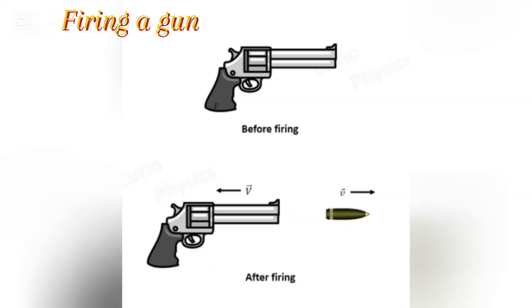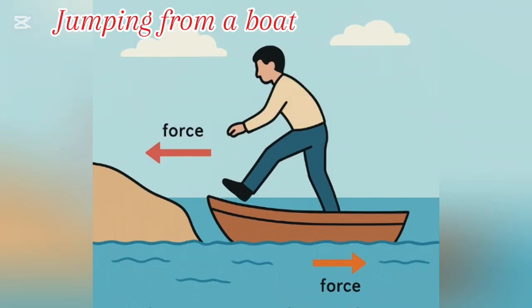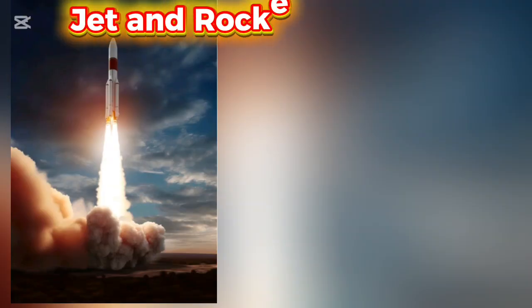Firing a gun. When a gun fires a bullet, the bullet moves forward with a certain momentum. The gun recoils backward with an equal and opposite momentum. The momentum of the system, gun plus bullet, remains zero if it was zero initially. Jumping from a boat. When you jump from a boat to a dock, you push backward on the boat to launch yourself forward. The backward momentum you give the boat is equal and opposite to the forward momentum you gain, keeping total momentum constant. Jet and rocket propulsion.